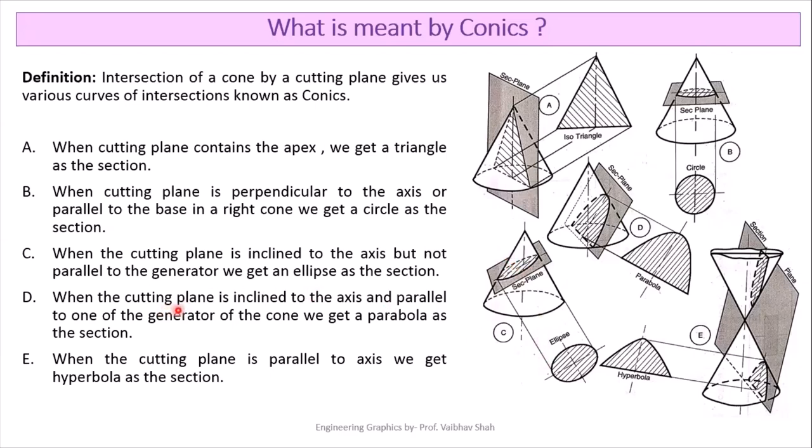Now, when the cutting plane is inclined to the axis and parallel to one of its generators, then we get a parabola as the section. So whenever your cutting plane is inclined to the axis, at the same time it must be parallel to one of its generators, one of the generators of the cone. You can see this line and this cutting plane are parallel to each other. So you will be getting a parabola as your section.